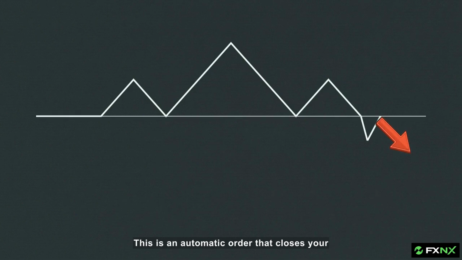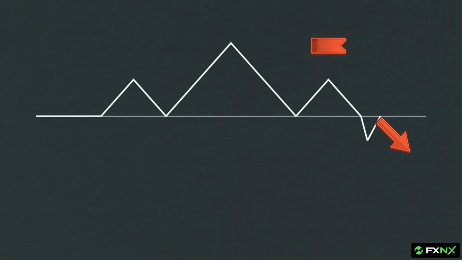This is an automatic order that closes your trade at a specific price to prevent further losses if the market moves against you. The most logical placement for this stop-loss is just above the high of the right shoulder. If the price reaches that level, the bearish thesis is no longer valid.